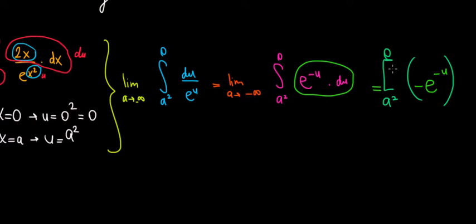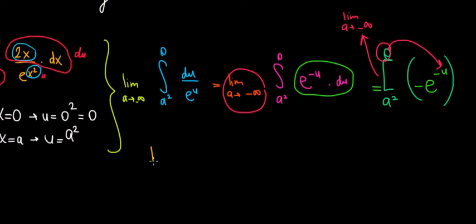Now with that said, we could substitute the values. So we will have the substitution of 0 into here, and then the substitution of a squared. And one more thing I just missed, we also have to keep the limit in mind. So the limit is also going to be here as well, the limit of a approaching negative infinity. We'll substitute it in the end.